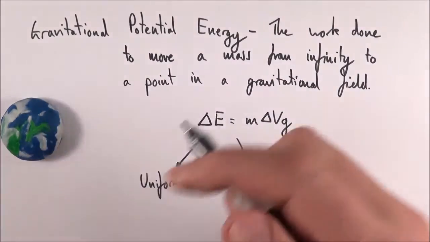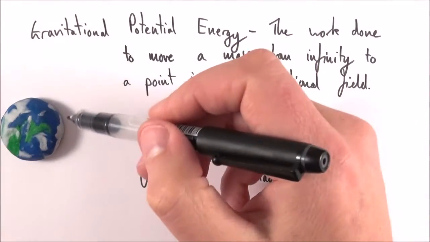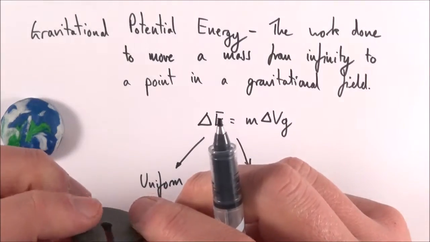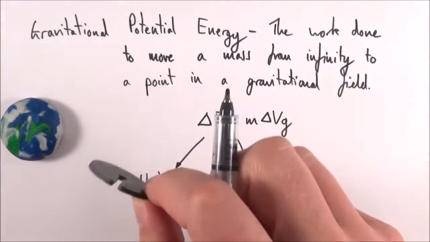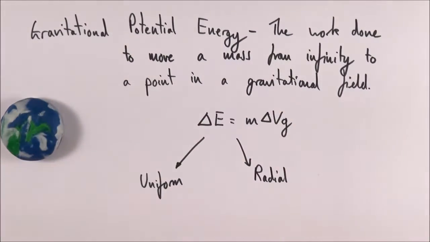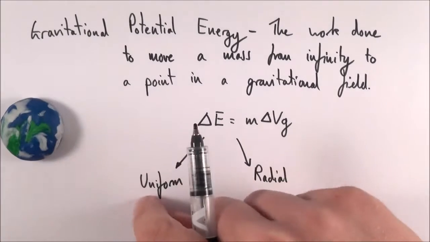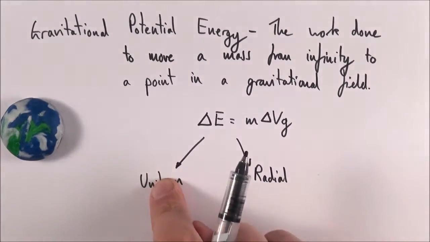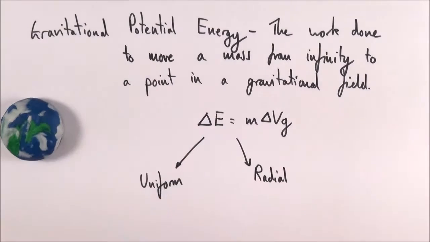Now, the first type is a uniform field, like the kind of thing we have on the surface of the Earth. Basically, in order to increase the gravitational potential energy, we've got to move that object higher in that field. So this is a bit like if you're walking on a flat road, you don't increase your potential energy. It's only by going up a hill that that increases.